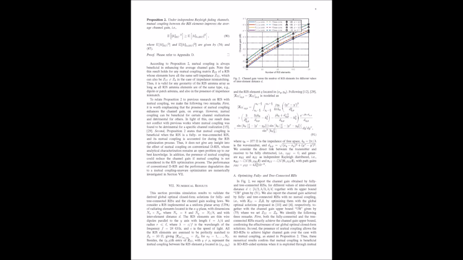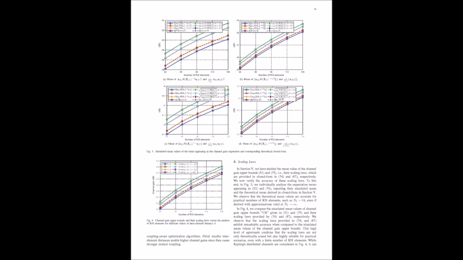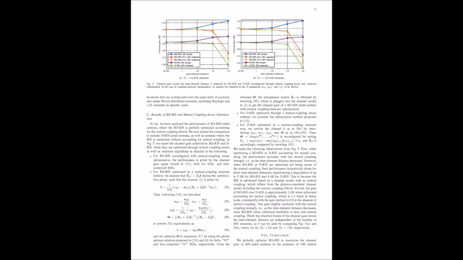I agree. It's exciting to see how theoretical analysis can lead to such practical implications. So we've covered how to optimize both fully connected and tree-connected RIS, and even touched on the idea of channel gain scaling laws. What's next on our deep dive agenda? Next, we'll delve deeper into those scaling laws and explore how the channel gain behaves with and without mutual coupling. This will give us a clearer picture of how much mutual coupling really impacts the performance of these RIS systems. Sounds like things are about to get even more interesting.